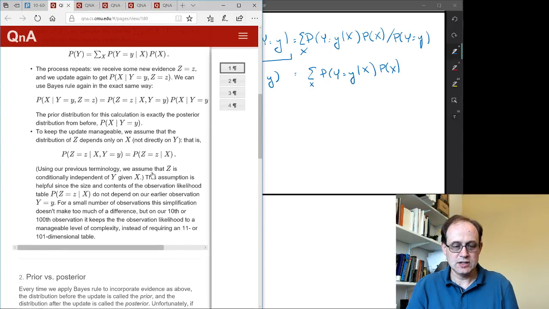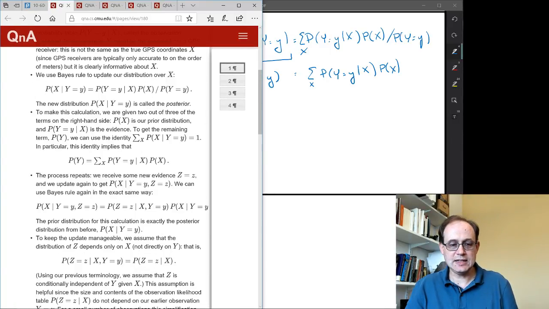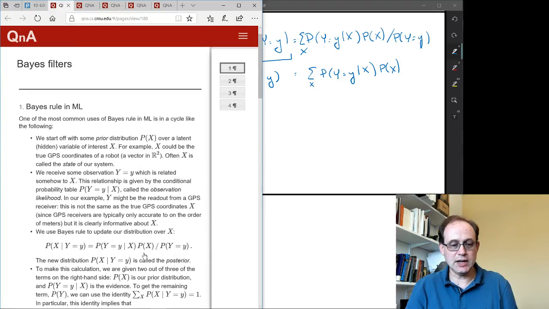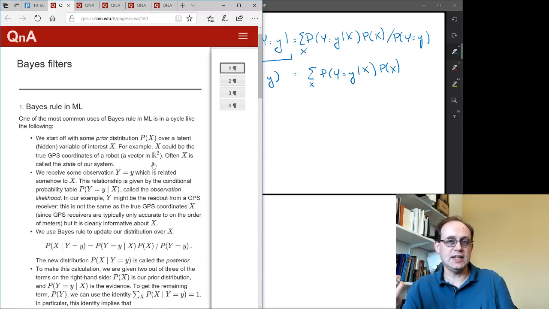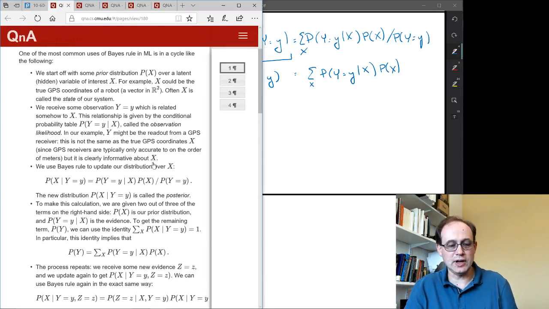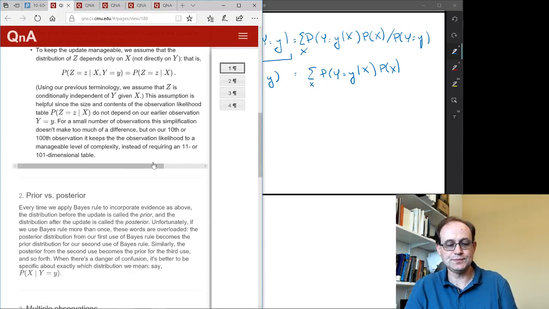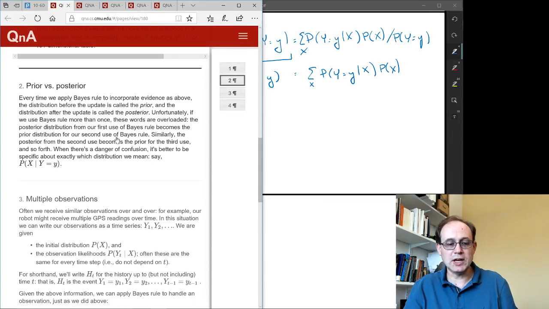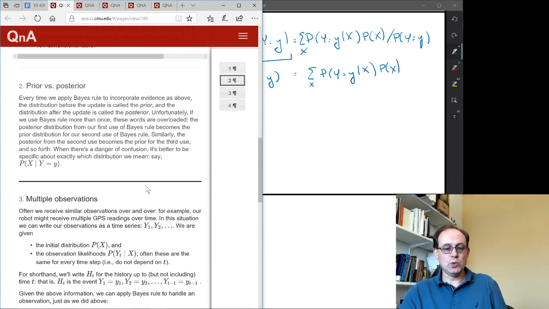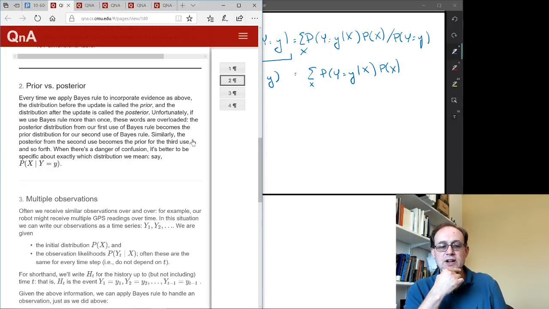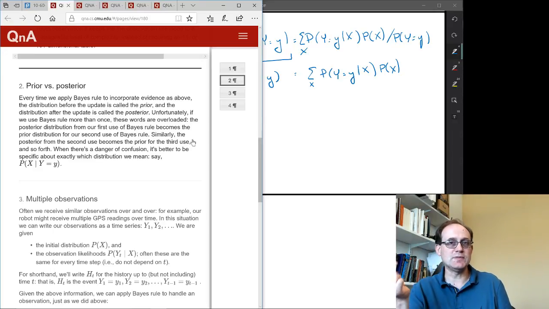All right, so that's Bayes' rule being applied repeatedly, in a cycle where we keep getting observations and keep updating our distribution over our state variable x. Now, just a word about terminology. The terms prior and posterior are relative to a particular application of Bayes' rule. So the distribution of x before we apply Bayes' rule is called the prior, and the one after we apply Bayes' rule is called the posterior.